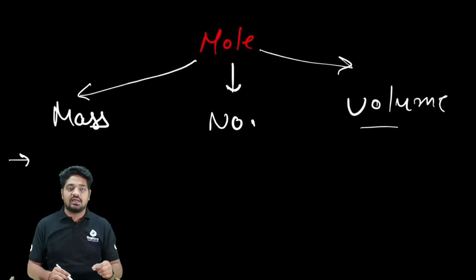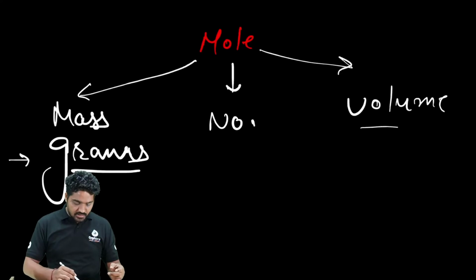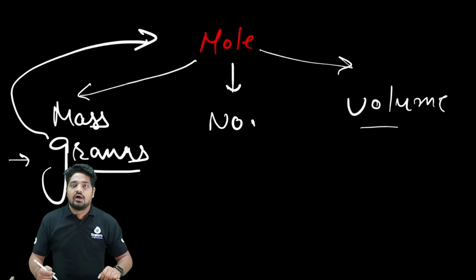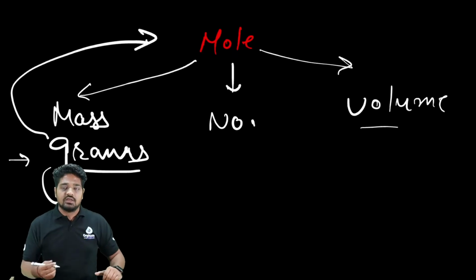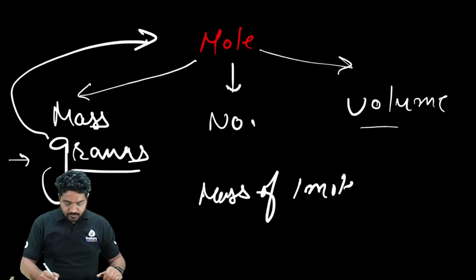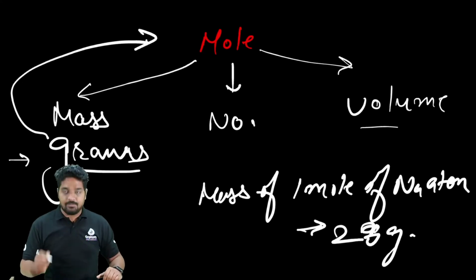So I can simply say that whenever the mass of any element is expressed in grams, it is called mole in terms of mass. For example, if I talk 1 mole of sodium atom, the mass of 1 mole of sodium atom will be equal to 23 gram.